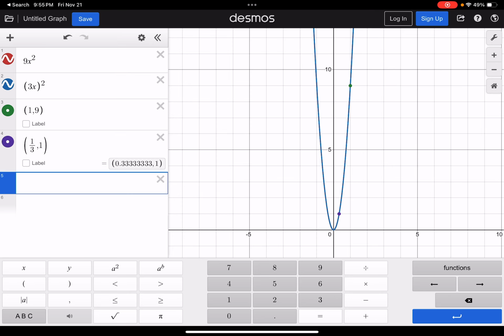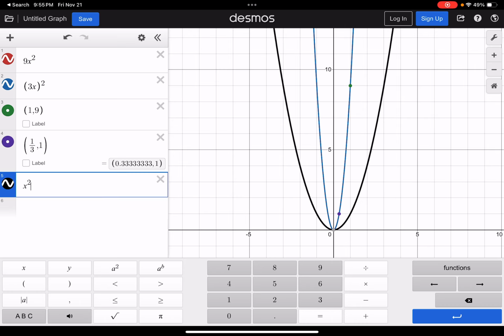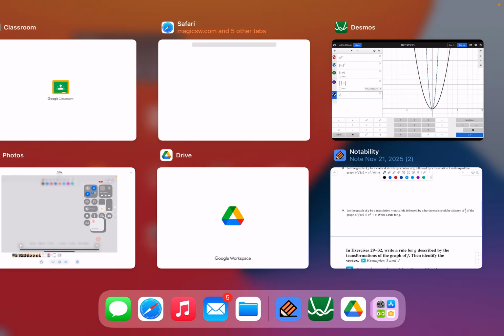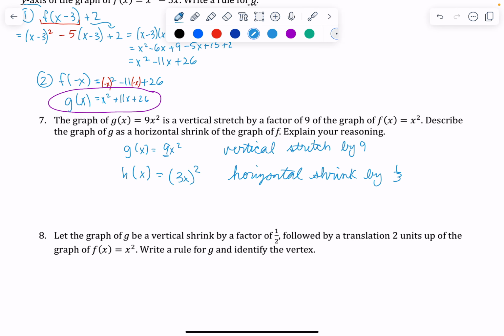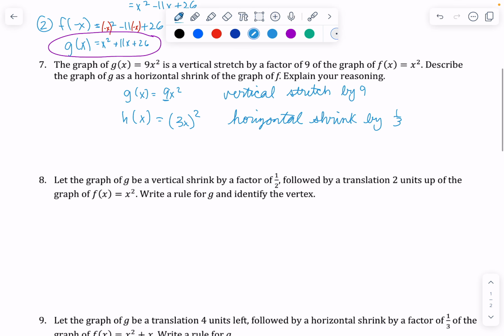I could think of it as a vertical stretch or a horizontal shrink, because if I was to shrink this from left to right, it would get skinnier, it would get narrower. But if I was to stretch it up and down, it would also get narrower. So both transformations produce the same graph, okay? All right, let's try another transformation problem.